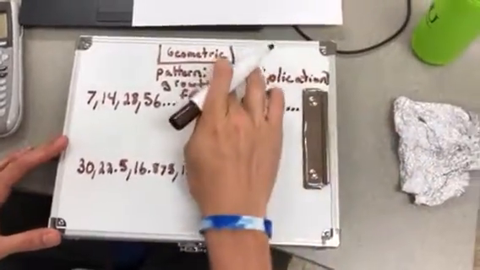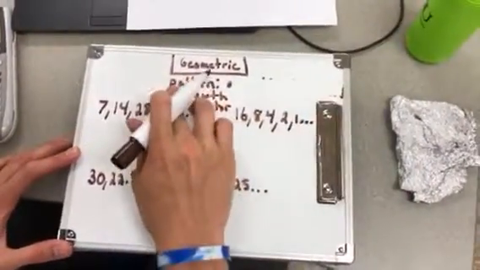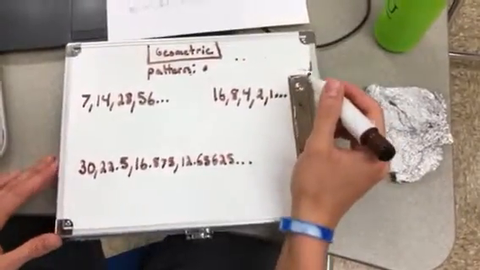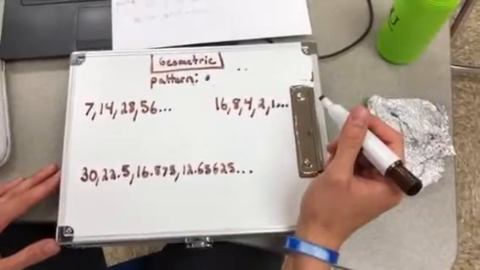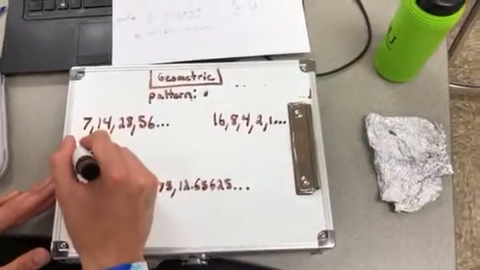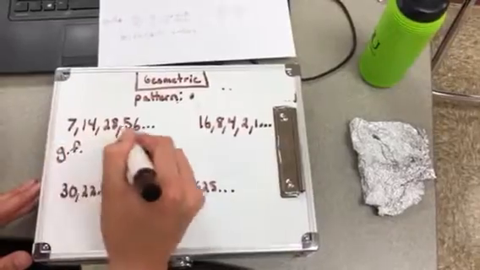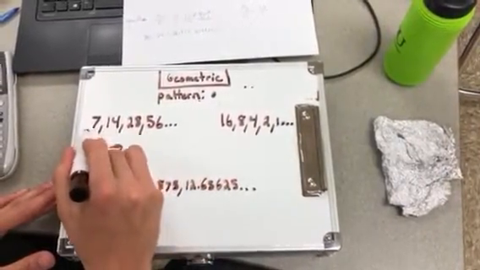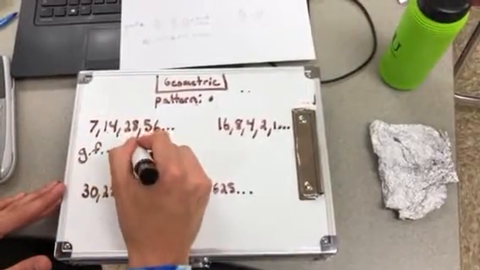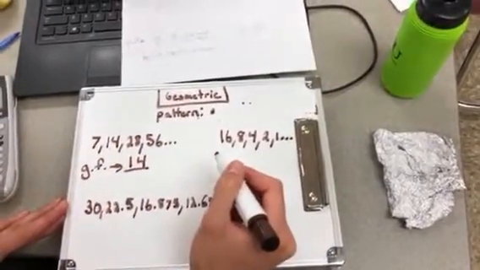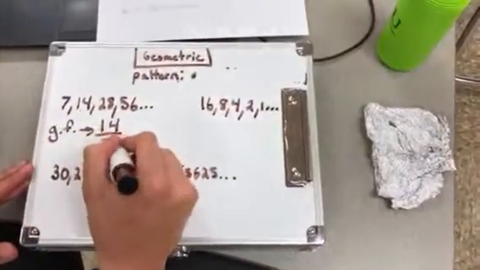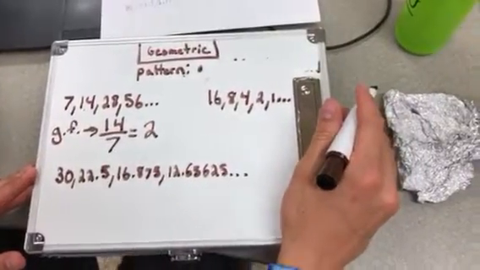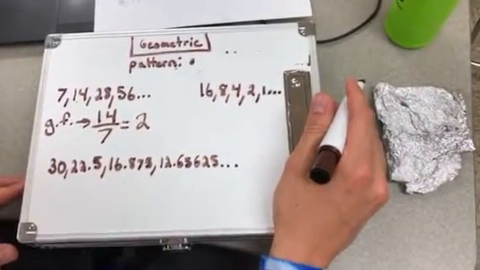Alright, so the first thing you do when we have a sequence and we want to determine if it's geometric is find the growth factor, which I'm going to label as GF, by taking the second term in this sequence, which is 14, and dividing it by our first term, which is 7. And this will give me 2. So this is telling us that our growth factor is 2.